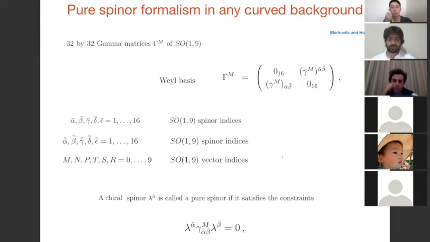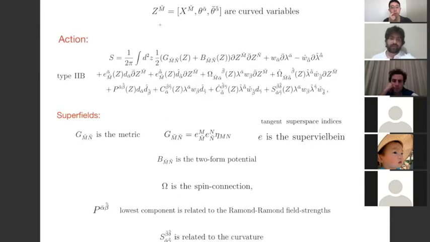So this is basically the goal sector of this pure spinor formalism. This is why the formalism receives its name. And in general, for a general curved background, there is an action. Here I put type 2B, but you can put type 2A if you want. It's a function of these curved variables. So here is my notation, the variables, and you have all the fields in supergravity.